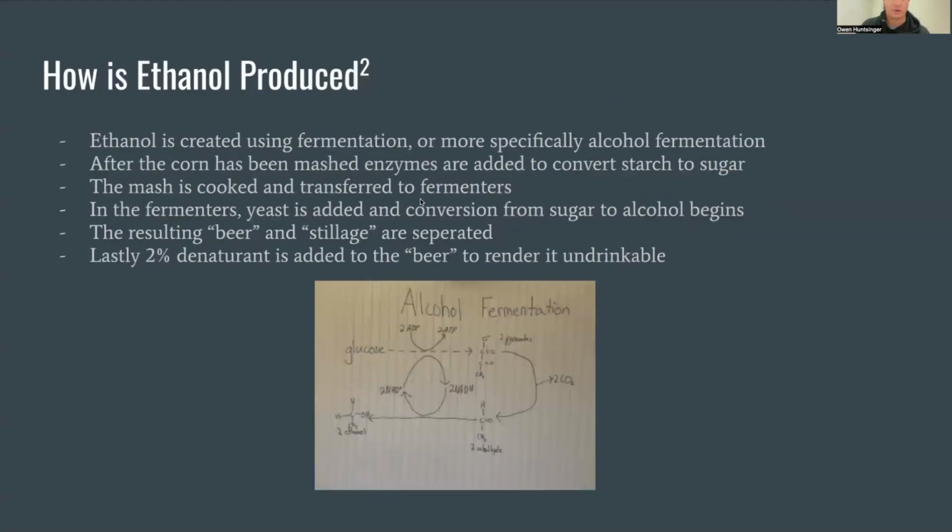So, how is ethanol produced? Ethanol is created using alcohol fermentation. As you can see, in another pitiful drawing, this is the cycle of alcohol fermentation. Glucose comes in, 2 ADP go in, 2 ATP come out, 2 pyruvates are formed, 2 CO2 come out, 2 acetaldehydes are created, and then you can see the last product here, 2 ethanol.